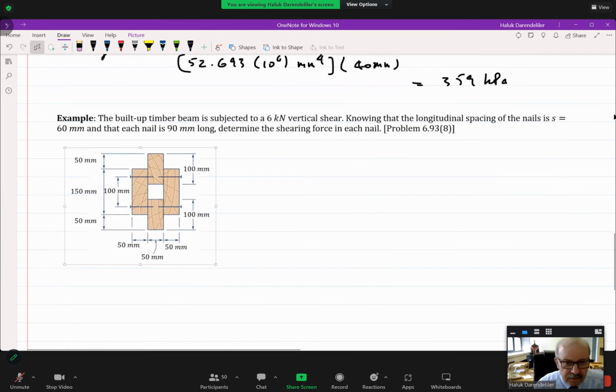The built-up timber is subjected to a 6 kN vertical shear. Knowing that the longitudinal spacing of the nails is 60 millimeters, this is a nail problem, and each nail is 90 millimeters long, determine the shearing force in each nail. Okay. Now, since there is a nail or rivet or pin, this time we will be talking about what? We'll be talking about shear stress or Q, which one?